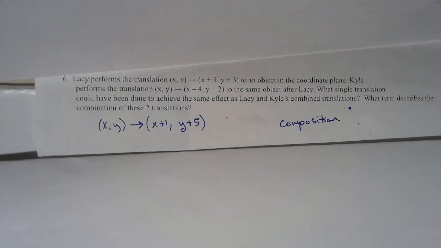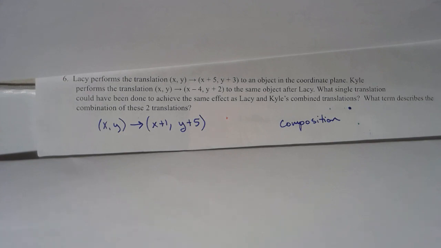So number 6, Lacey performs the translation (x, y) to (x plus 5, y plus 3), which we know to be a translation vector, meaning 5 to the right and 3 up to an object in the coordinate plane. Kyle then performs the translation (x minus 4, y plus 2) to the same object after Lacey. So what single translation could have been done to achieve the same effect as Lacey and Kyle's combined translations? And then what term would describe this combination of these two translations?